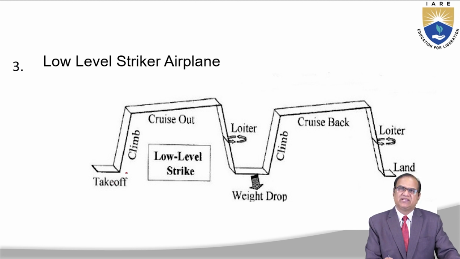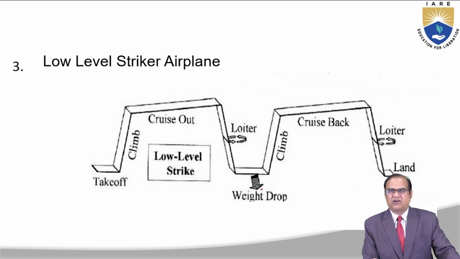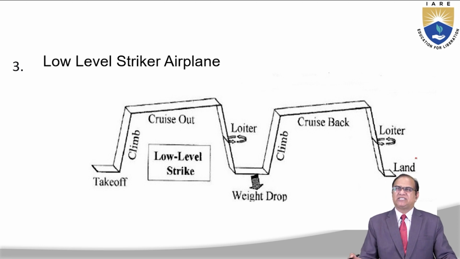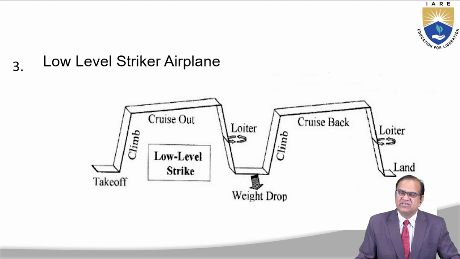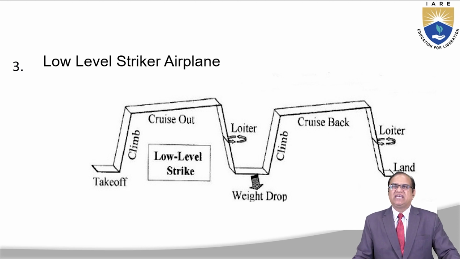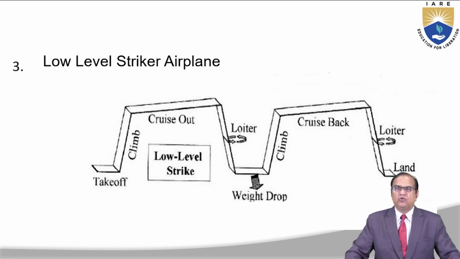So takeoff is the same, then it will climb, then it will cruise out, then it will loiter, then it will drop the bombs or other items, again it will climb, cruise, loiter again, and then land. It may land in the same place, or it may land in other places. It is not fixed by the mission requirement; it is as per the pilot's brief from his commanding officer or the instructions given by the senior officers. The pilot will decide where to land, where not to, and where to drop the items. These are called low-level strike airplanes.